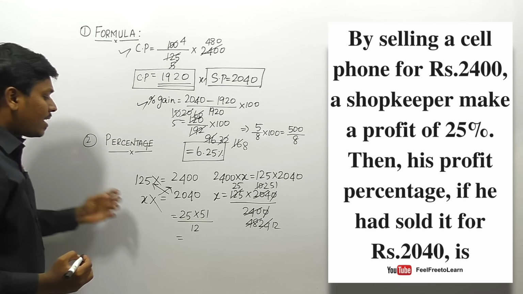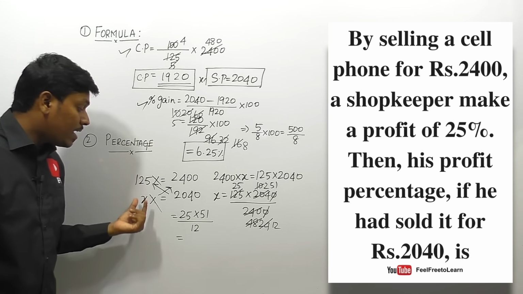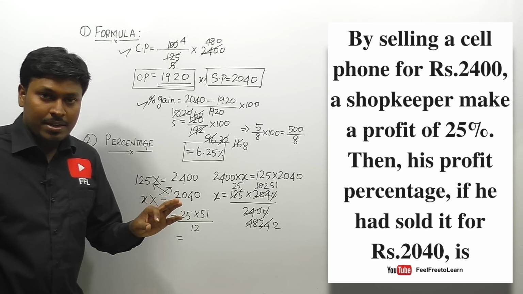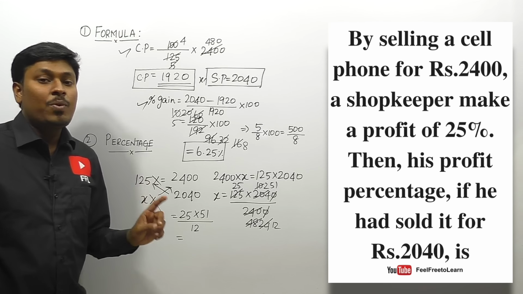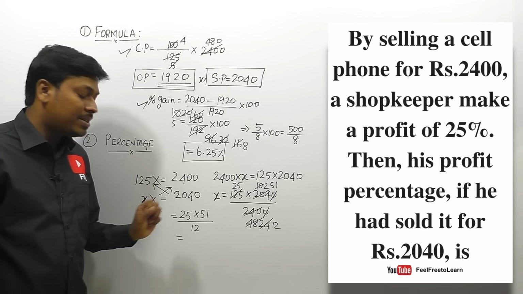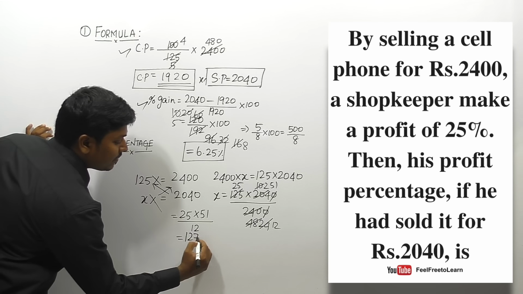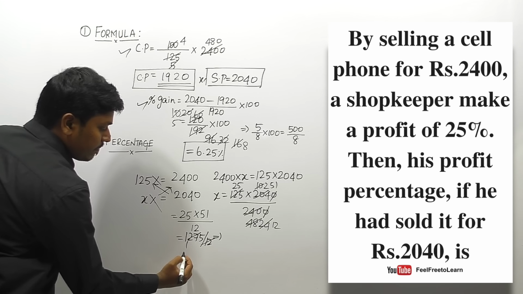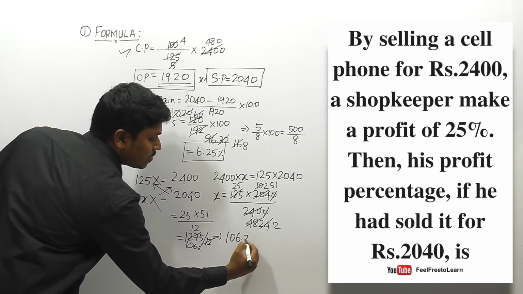So friends, now our target is to find the gain percentage. Listen carefully, which is most important. So this 51 can be taken as 50 plus 1. So first of all, 50 into 25 will be 1250, right? So 1250 plus 25 will be 1275. So finally we can say that 1275 divided by 12. So friends, when we divide this, it will be 106.25. So finally we got 106.25.